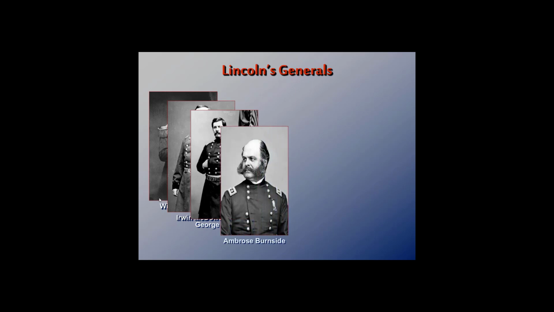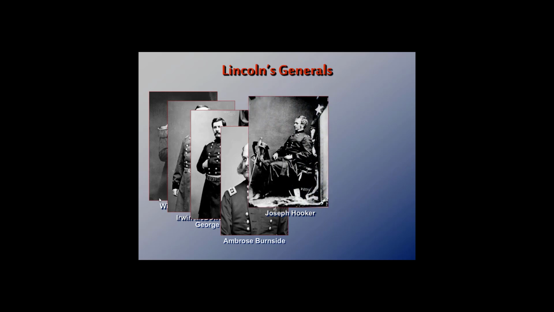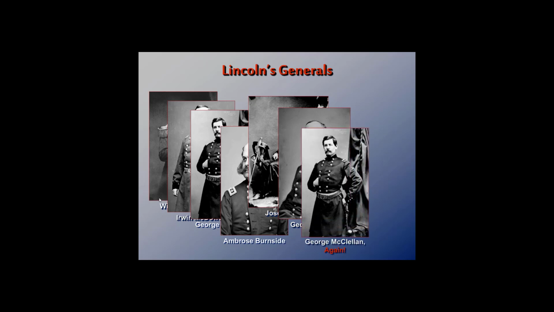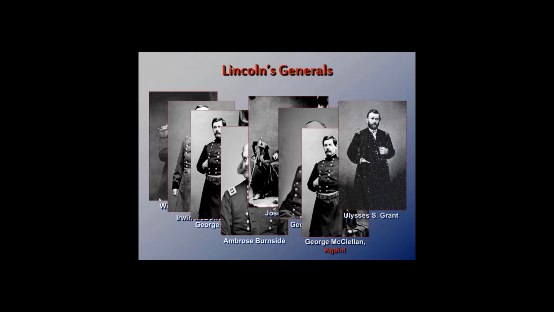We have Ambrose Burnside, who, by the way, is the origin of the phrase sideburns. We have Joseph Hooker. We have George Meade from Gettysburg. We have George McClellan again. And finally, Ulysses S. Grant, who goes on to become president eventually.